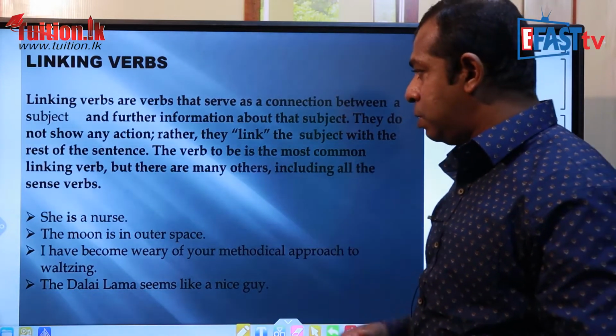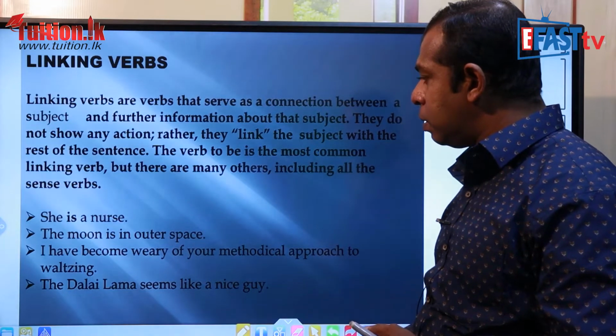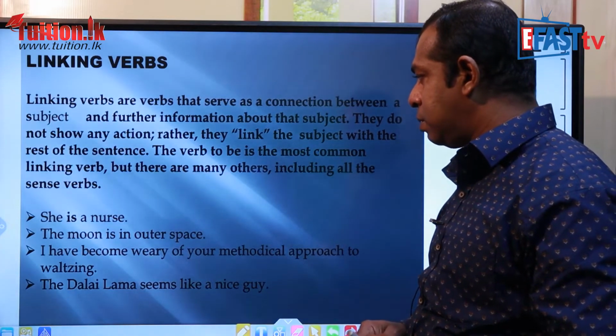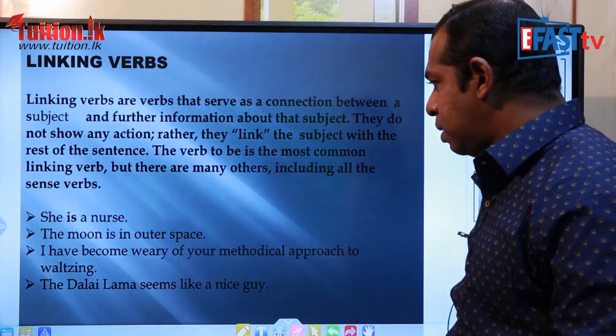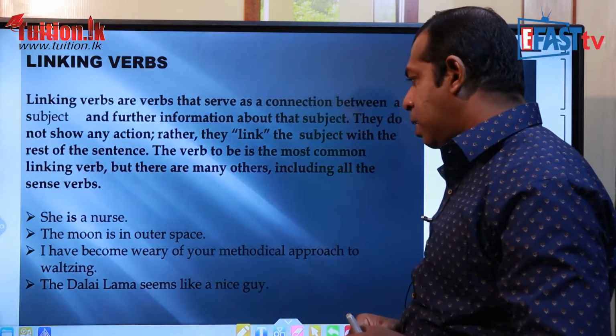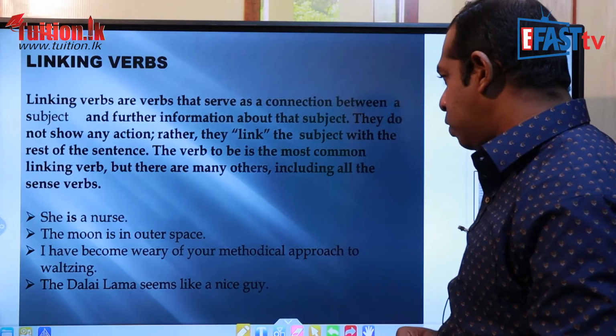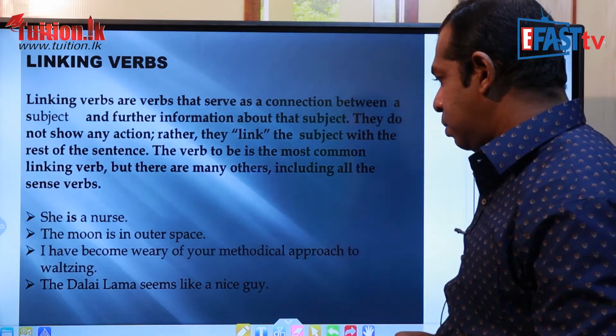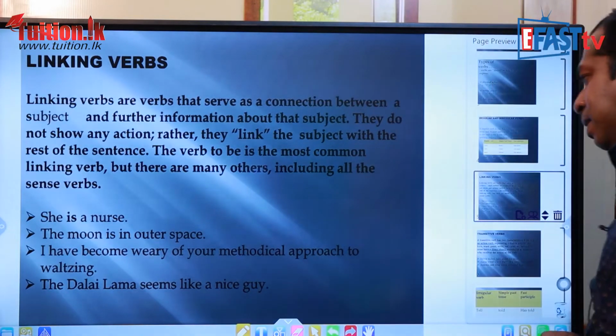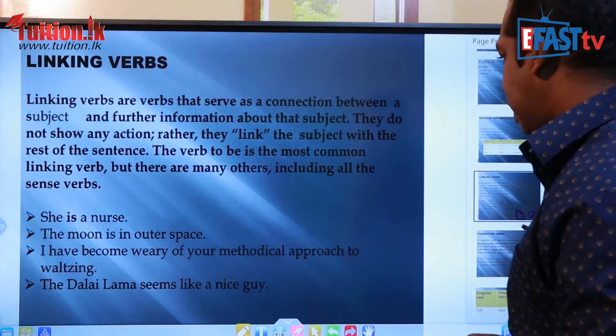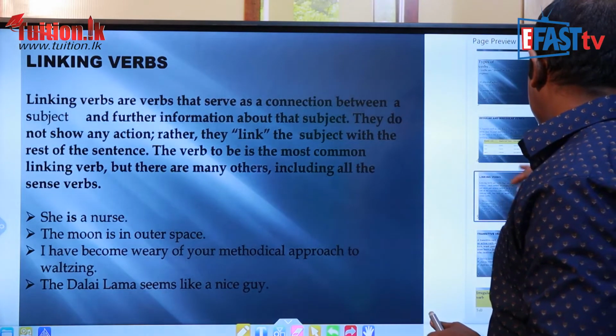For example, "She is a nurse." Linking verb: is. "The moon is in outer space." "I have become wary of your methodical approach to us." "The Dalai Lama seems like a nice guy."